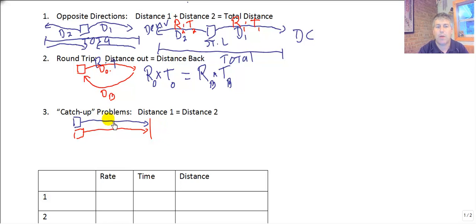So a catch-up problem. Okay, well, what's distance? Well, rate times time and rate times time. So in a catch-up problem, the rate times time of one person will equal the rate times time of the second person, or the distance 1 equals the distance 2.